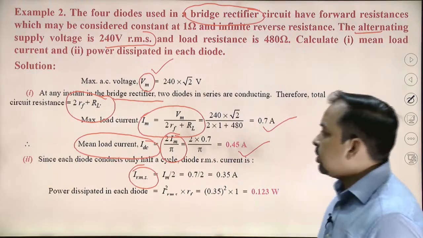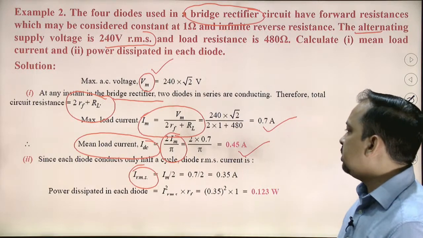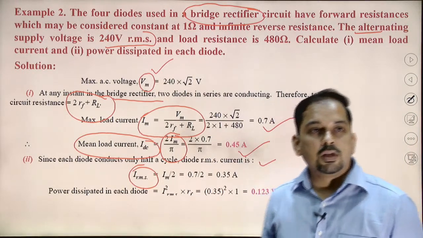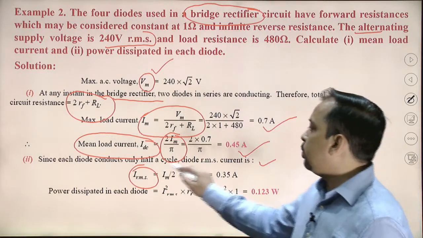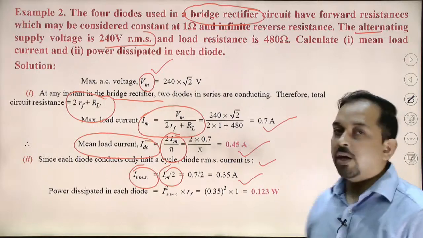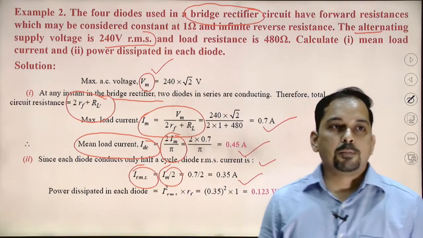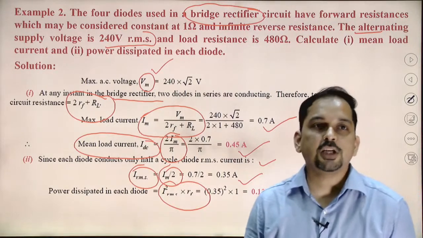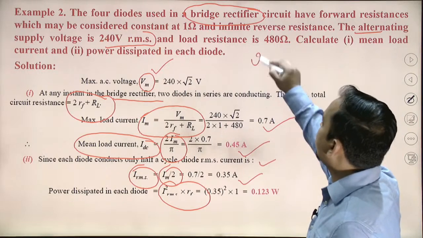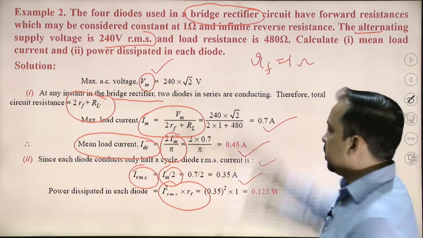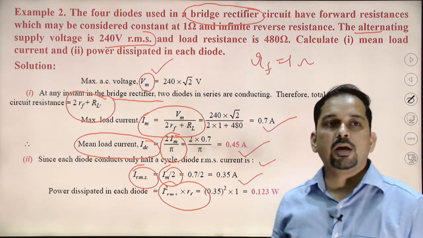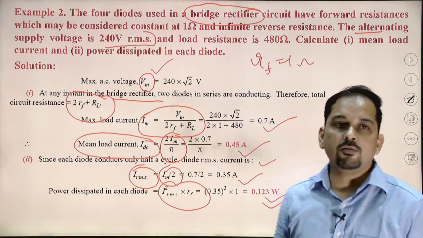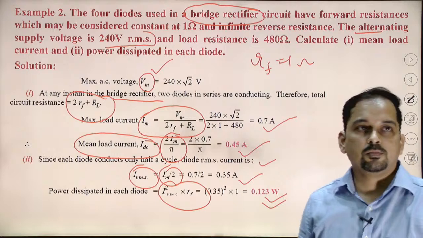So RMS: since each diode conducts only half a cycle, the diode RMS current is not the overall RMS current. The RMS current here is Im by 2, which gives a value of 0.35 ampere. The power dissipation in each diode is I squared multiplied by the resistance of the diode. We have seen that the forward resistance of the diode is 1 ohm. So if we multiply I RMS squared by RF, it gives the power dissipation in each diode, which is around 0.123 watt.